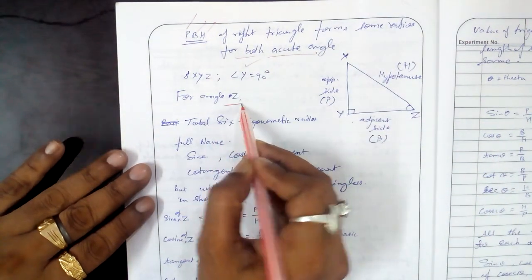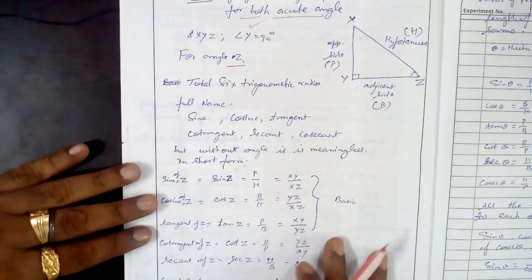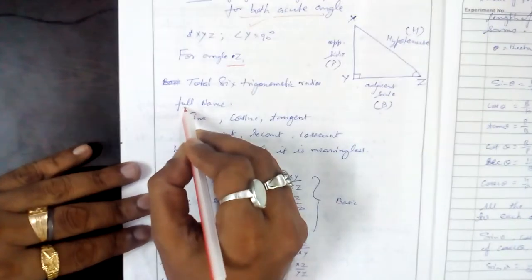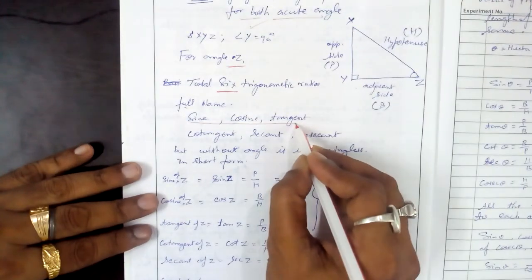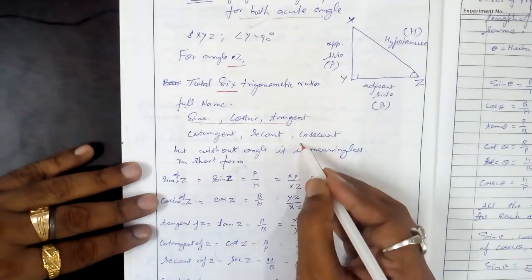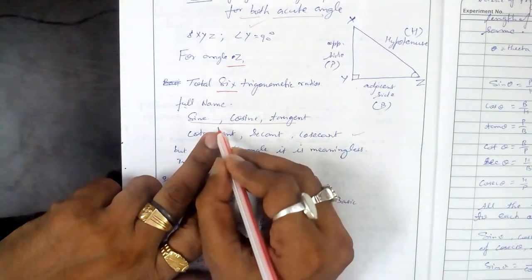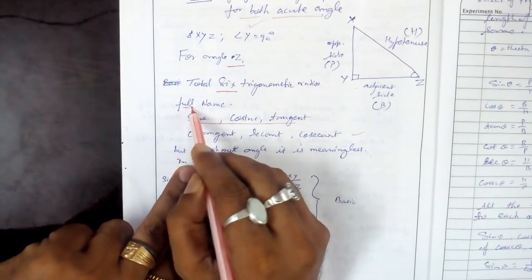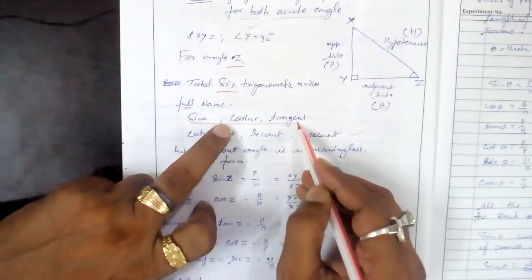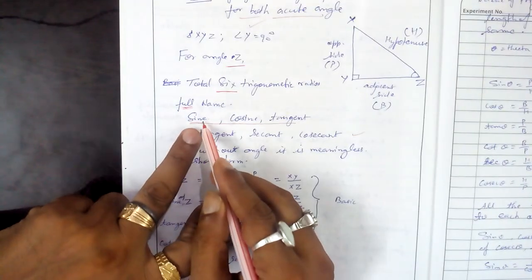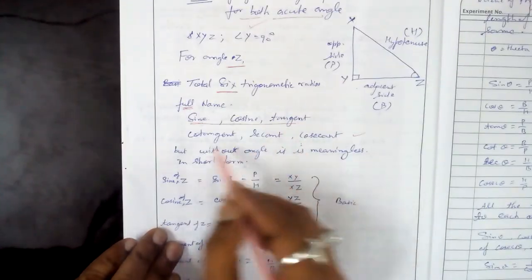For angle Z, I am making trigonometric ratios. Trigonometric ratios are the ratios of two sides, and there are 6 ratios. Out of 6, 3 are primary, basic ratios. From these 3 you get 3 more, which are called secondary. The full names are sine, cosine, tangent, and then the alternates: cotangent, secant and cosecant.